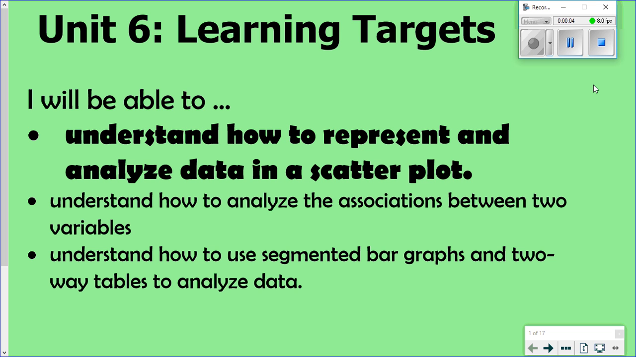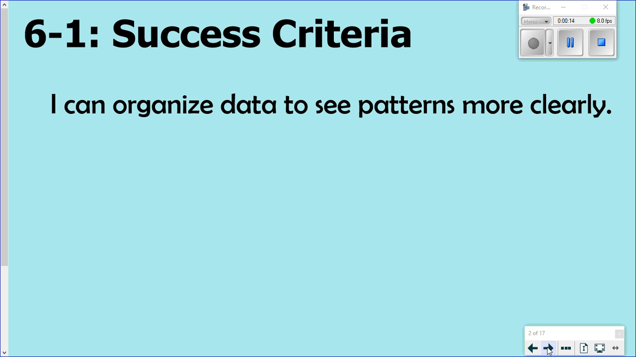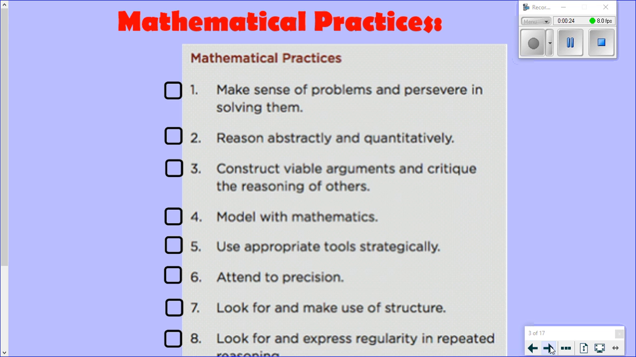Today we're going to be able to understand how to represent and analyze data in a scatter plot. By the time you walk out of the door today, you should be able to organize data to see patterns more clearly. And our 8th mathematical practice that we'll be focusing on is looking for and making use of structure with our data. We're going to see data presented to us in forms of tables and in forms of scatter plots. And we will formalize that definition of a scatter plot today.